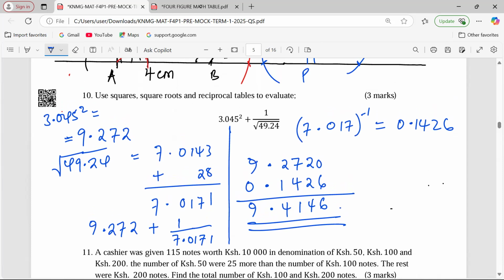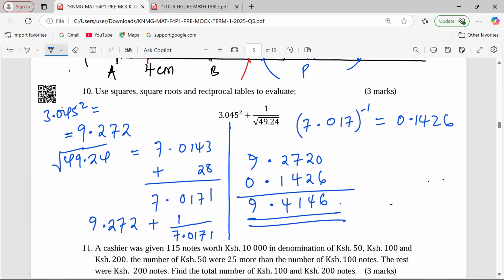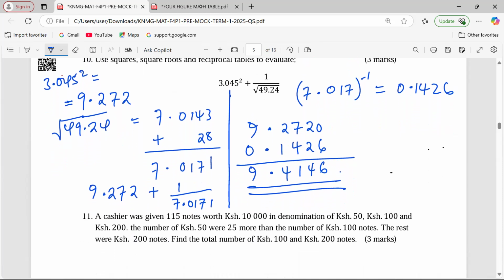So you're supposed to be very conversant with the 4-figure tables. When you encounter values like this one, it's always advisable you round it to 4 significant figures because you cannot read anything for any number which is beyond 4 SF. That's why we call it a 4-figure table, because it deals with 4 significant figures.